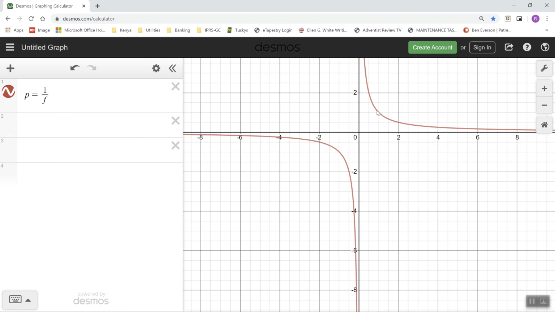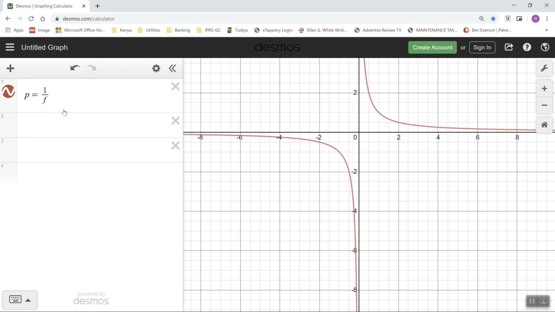Notice that we're quite close to the origin. These curves are very close to the origin. Why would that be? Because the constant k is just 1. So this is power in diopters equals 1 divided by the focal length. Okay, so there's the graph.